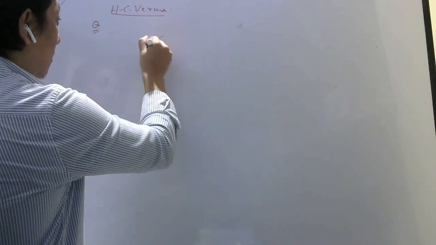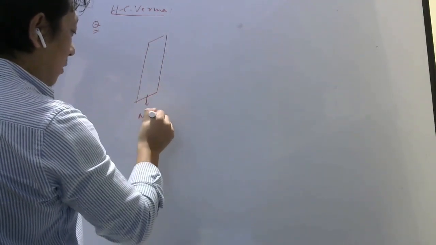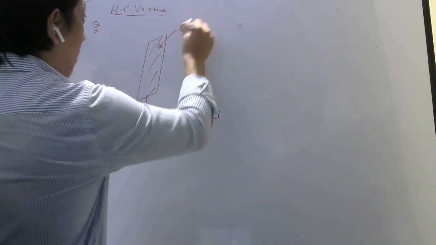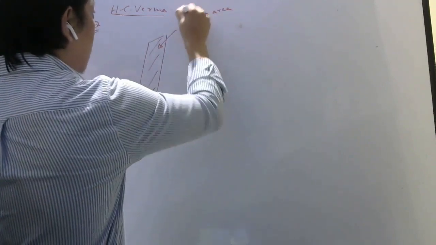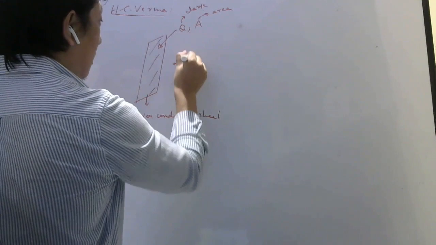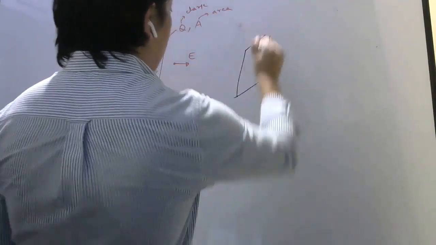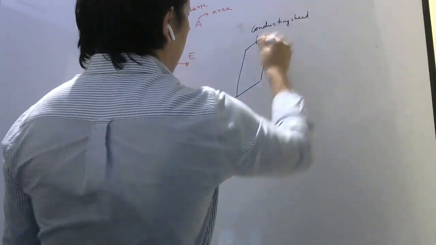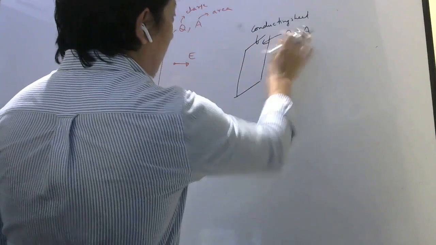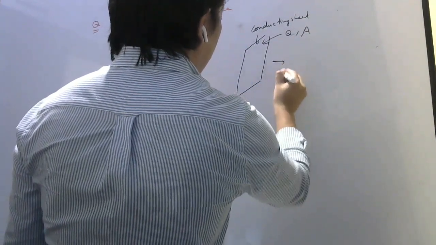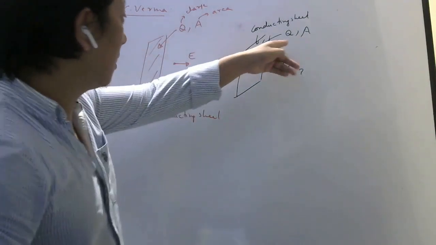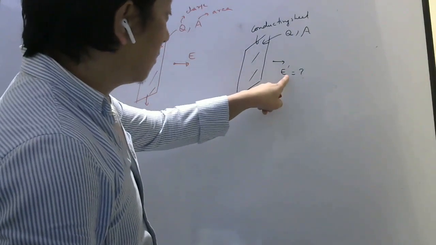So here I have a non-conducting sheet. Charge Q is given on this surface, whose area is A. Electric field here is, let us say, E. Then here is a conducting sheet. Here also charge Q is given, and the area of this side is A. Students, they will ask what is the electric field here, E dash. Whatever charge is given here, the same charge is given here, and whatever area this has, this also has the same. So they want the electric field here in terms of this.